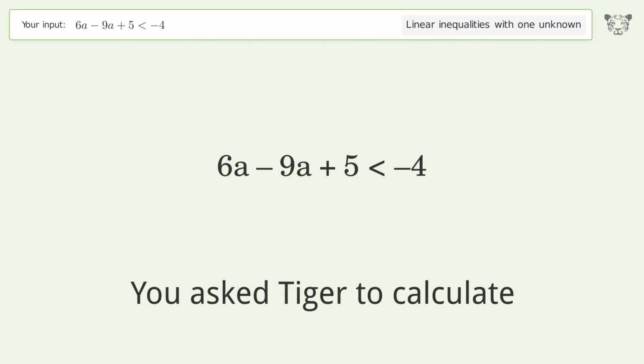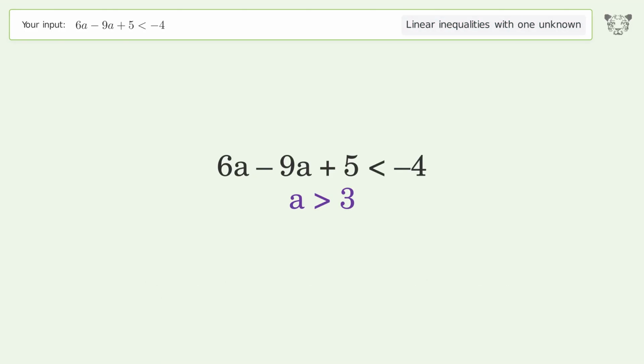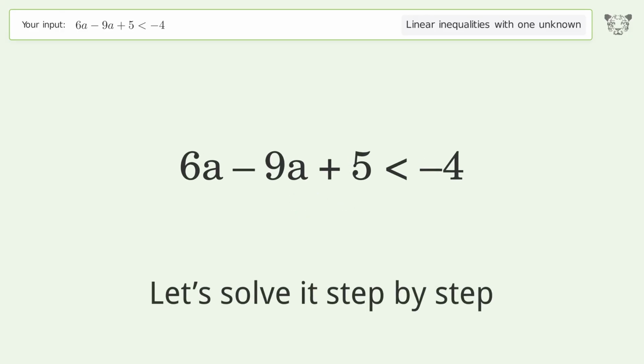You ask Tiger to calculate. This deals with linear inequalities with one unknown. The final result is a greater than 3. Let's solve it step by step.